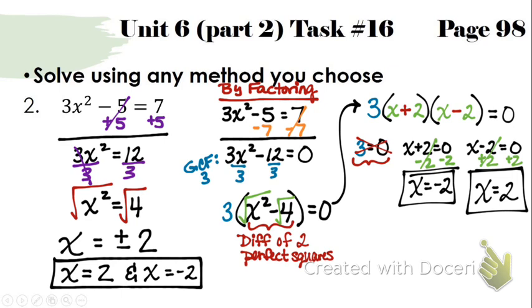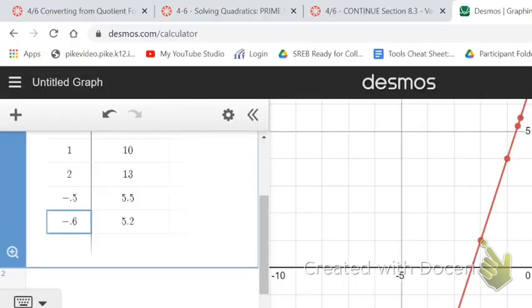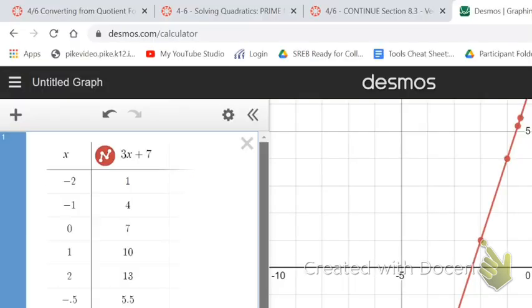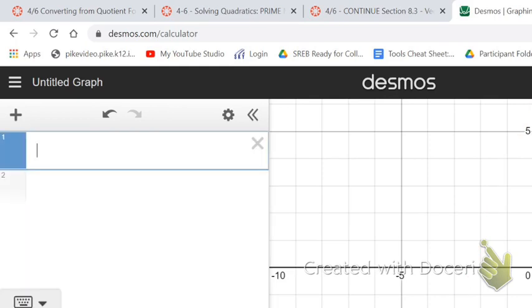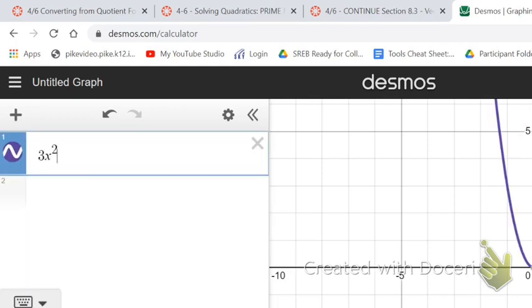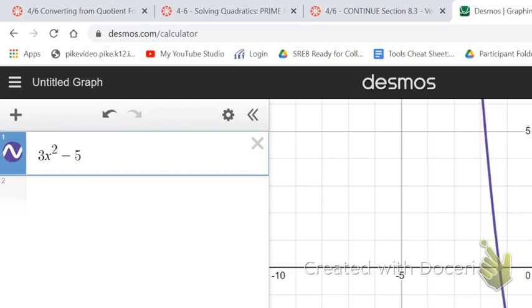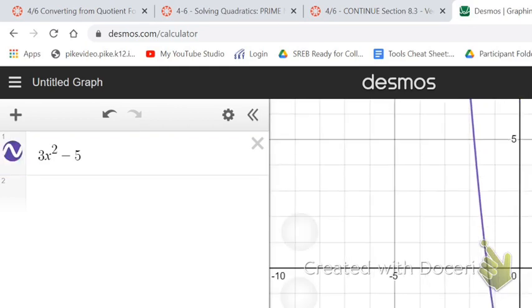Alright, so I'm going to go put this in my graph. I'm going to graph the left-hand side of it. And I want the output, the y value, to come out to be what? 7. So I'm going to go look at my graph. 3x squared minus 5. And we want it to be equal to what again? 7.